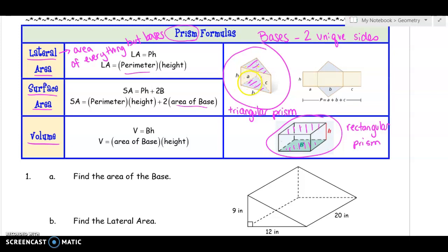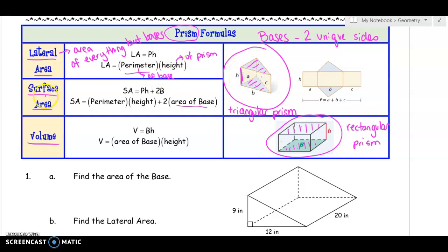But to shorten it up, instead of having to find the area of three sides and then add them together, the formula is going to be the lateral area, LA, is equal to the perimeter of the base times the height of the prism. The height is always going to be the distance between the two bases. So we would have to do the perimeter of the triangle times the height of the prism. Not the height of the base, but the height of the prism. And the height goes between the two bases.